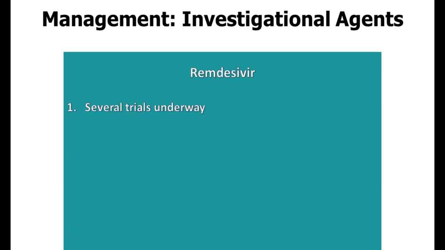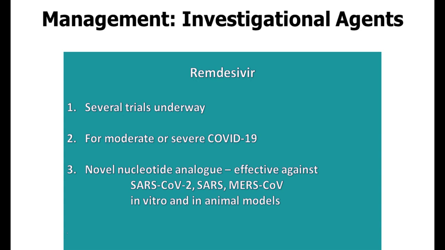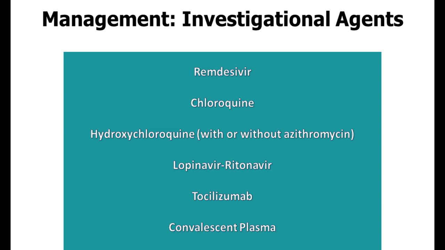Now, the most important of these that we should look at quickly is remdesivir, which has several trials underway. Sorry, I'm going to quickly go through this. Several randomized trials have evaluated the efficacy for moderate or severe COVID-19. This is a novel nucleotide analog that has activity against severe acute respiratory syndrome coronavirus 2 in vitro. And it's been shown to be effective against SARS and MERS-CoV in vitro and in animal models. So because of that, it's really on everyone's radar.